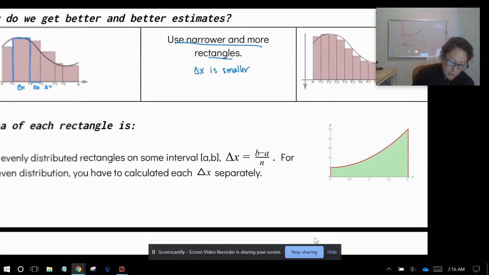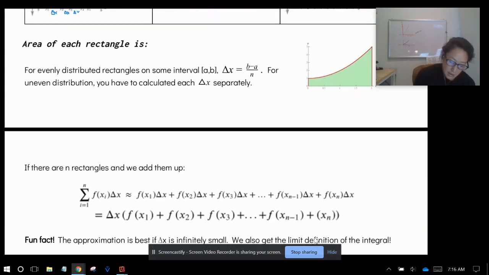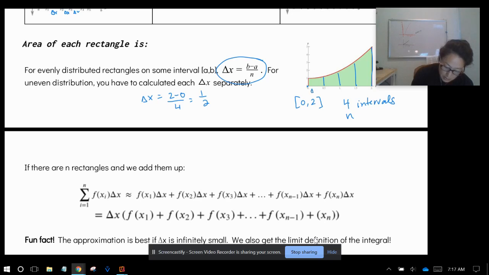So how do we find the area of each rectangle? Well, for evenly distributed rectangles, if I were to split up this section, I have an interval from 0 to 2, and I want to split it up into 4 even intervals. I would use this formula: my endpoint subtracted divided by the number of intervals I want. So delta x equals 2 minus 0 over 4, giving me subintervals of 1/2, or change in x of 1/2.